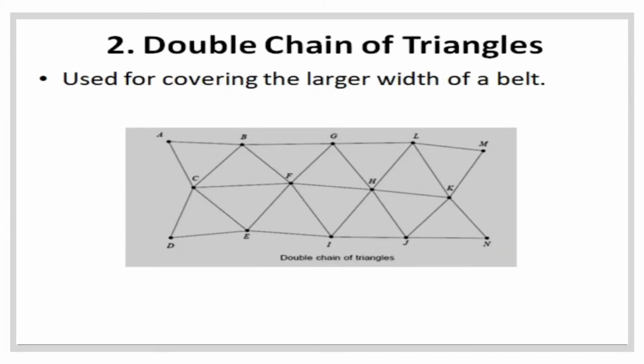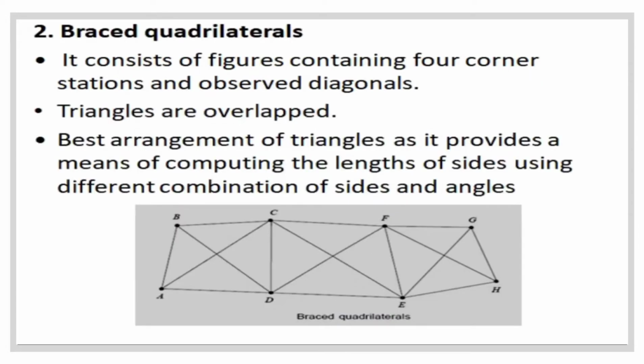Second is the double chain of triangles. It is used for covering a larger width of belt. Third is the braced quadrilaterals. It consists of figures containing 4 corner stations and observed diagonals. Triangles are overlapped. Best arrangement of triangles, as it provides a means of computing the lengths of sides using different combinations of sides and angles.